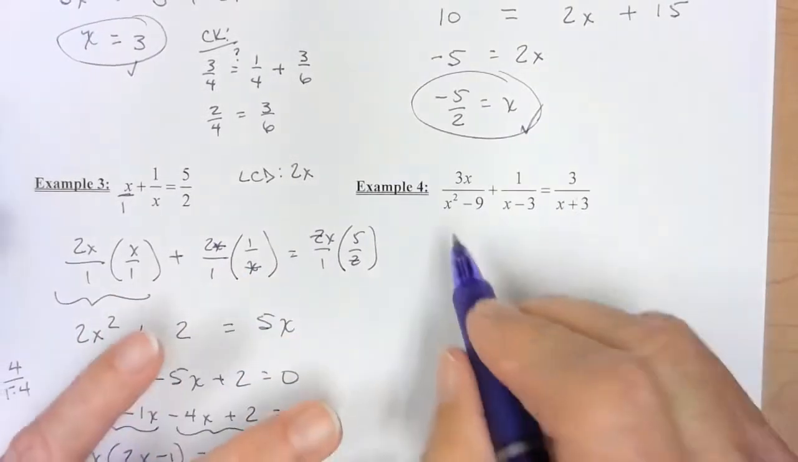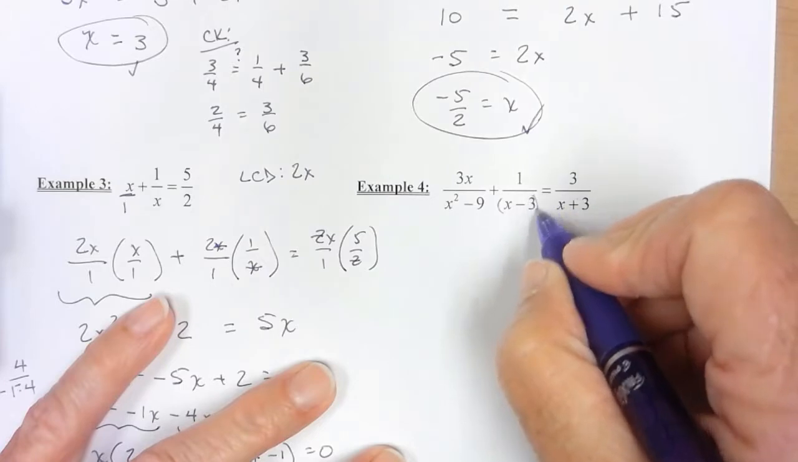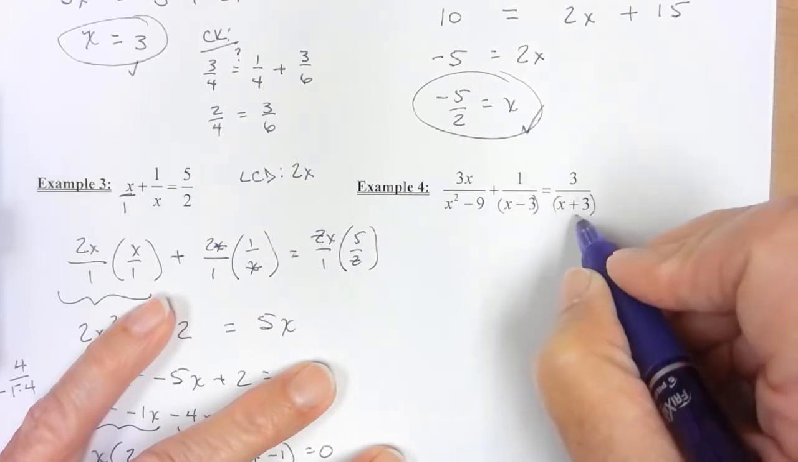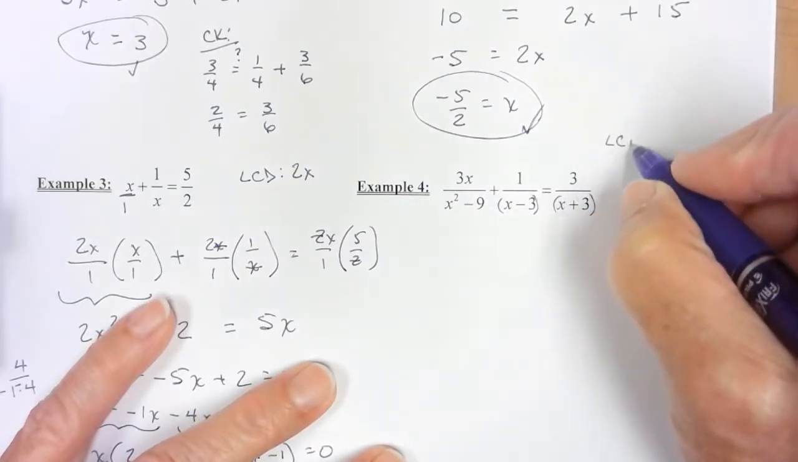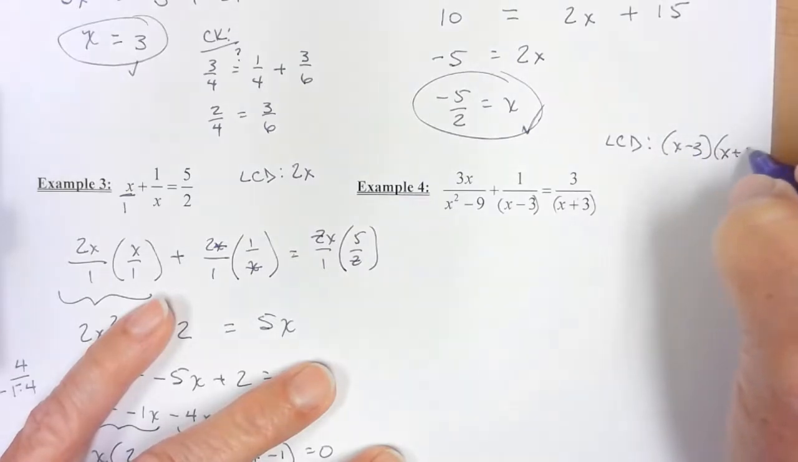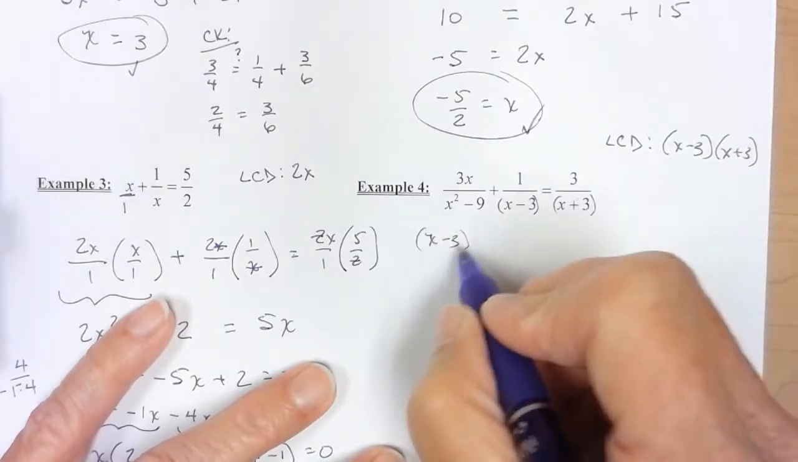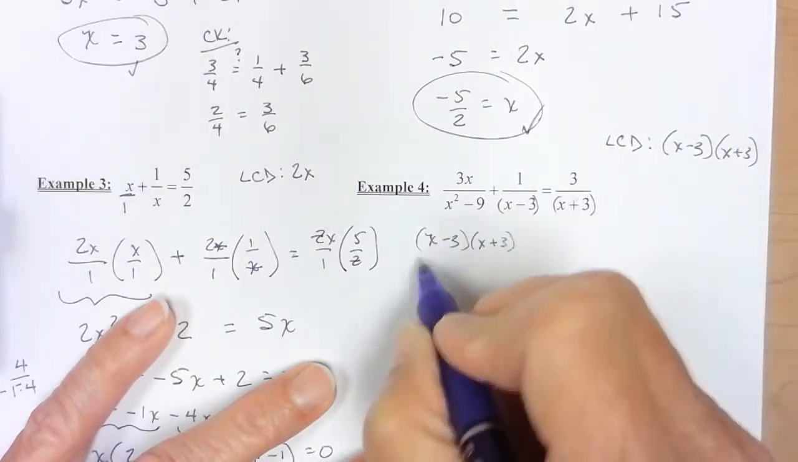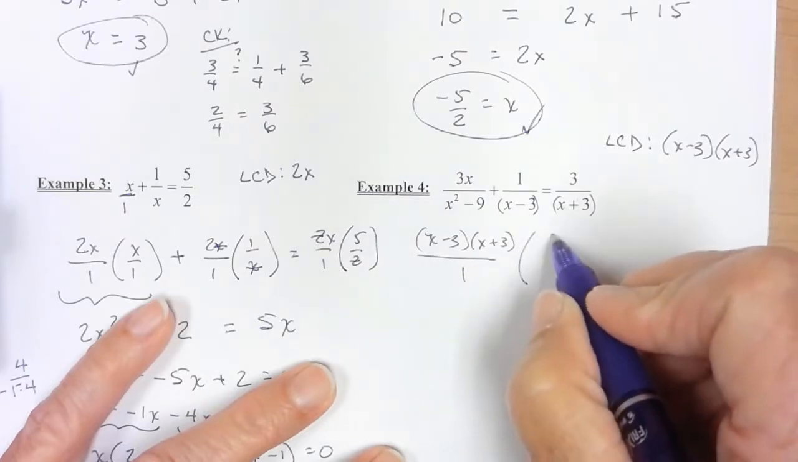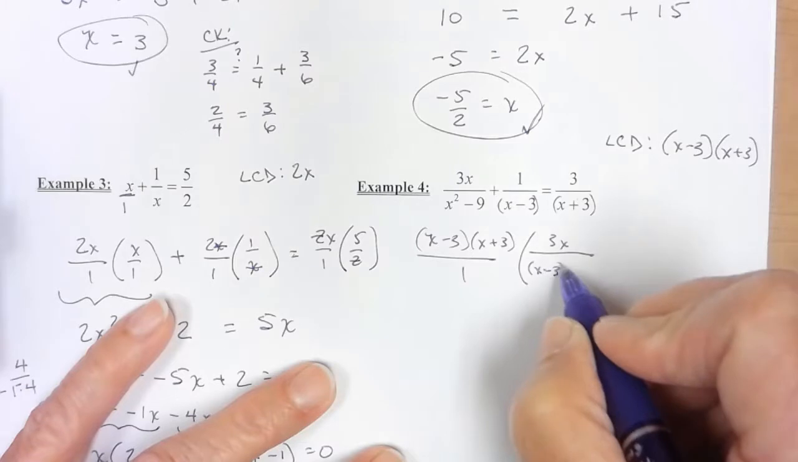In this one, this factors 2x plus 3, x minus 3, and if you'll notice, those are part of that, so my LCD on this one is x minus 3, x plus 3. So x minus 3, x plus 3 over 1 times, and go ahead and put down the factored form.